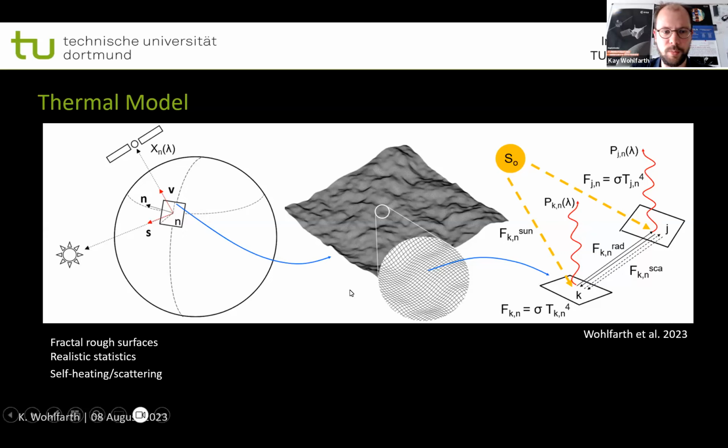And the thermal model works like this. So first of all, I look at any position of the planet and consider a small surface element and an illumination vector S, a view vector V, and a normal vector N.